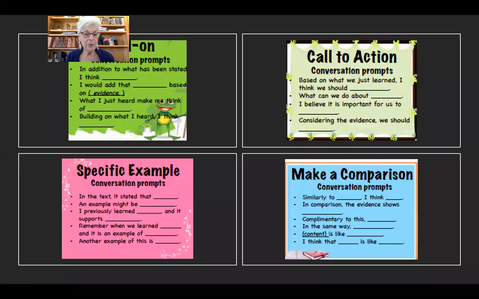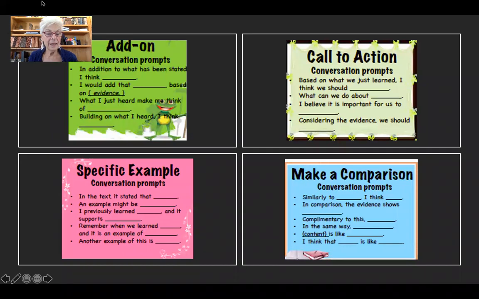So for example, what they're doing here is when they add on, we give them some prompts, we give them some sentence starters, and we might have those available for students so that they can say, in addition to what has been stated, I think, notice how that begins to get to the, am I listening with understanding and empathy? I would add that. Notice how that means, I heard you, and now I'm going to add to that. So notice how these conversation prompts all relate to how I'm doing with the habits of mind.